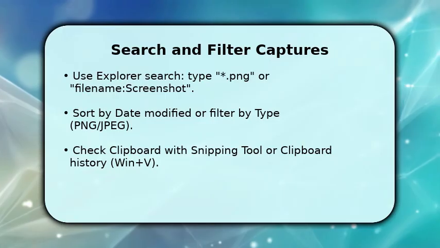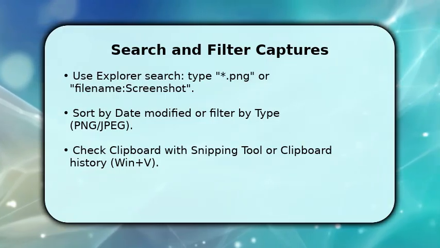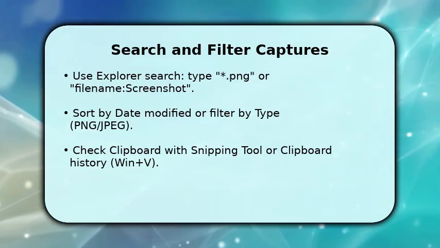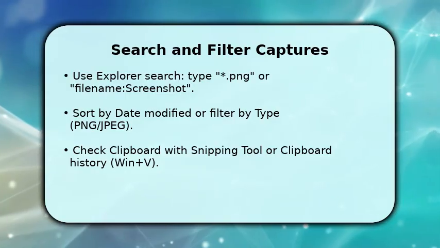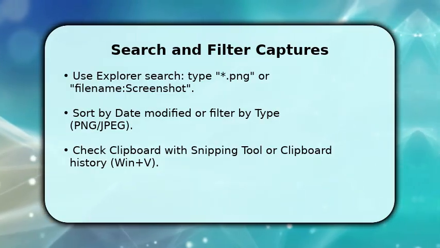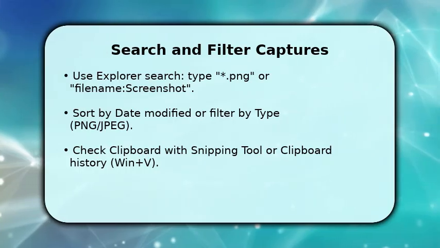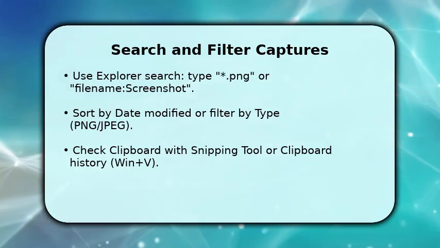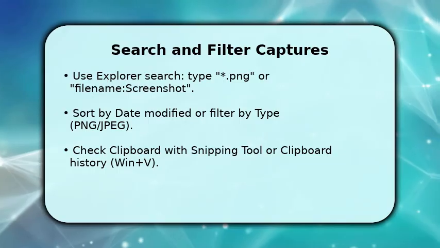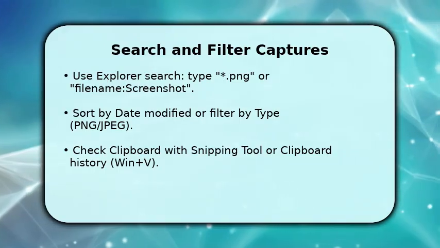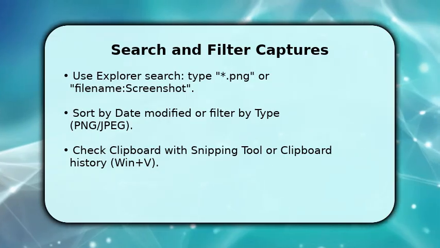Next, narrow down what you need by searching and filtering inside Explorer. Click the search box and type asterisk.png or file name screenshot to show typical screenshot files, then sort by date modified to surface the newest captures. You can switch the view to details for quick scanning or apply a type filter if some saves are JPEG.